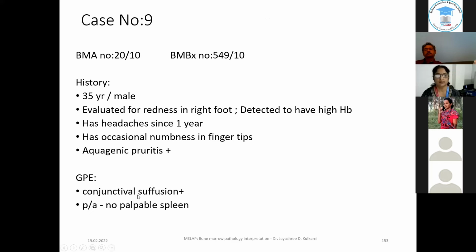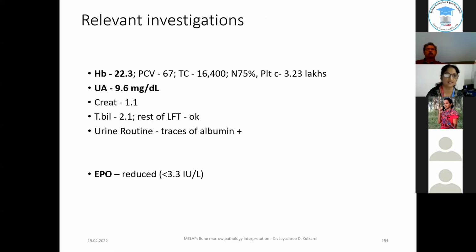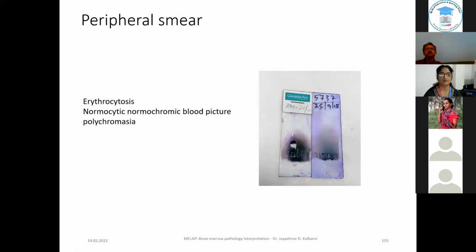Case number 9, a 35-year-old male evaluated for redness in the right foot and detected to have a high hemoglobin value, and had headaches. A very classical history, conjunctival suffusion. So everything points to his red cell mass being increased, and aquagenic pruritus is a very typical history which you get in such cases. When you look at the labs, hemoglobin is 22.3, uric acid is increased, whereas the EPO was reduced. So, a straightforward case. Okay, let us look at all the details.